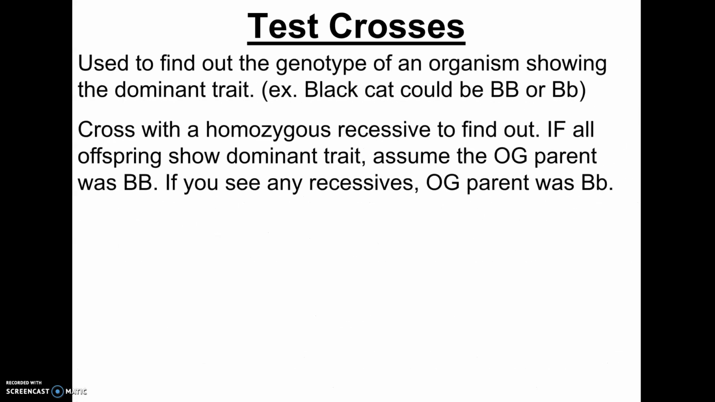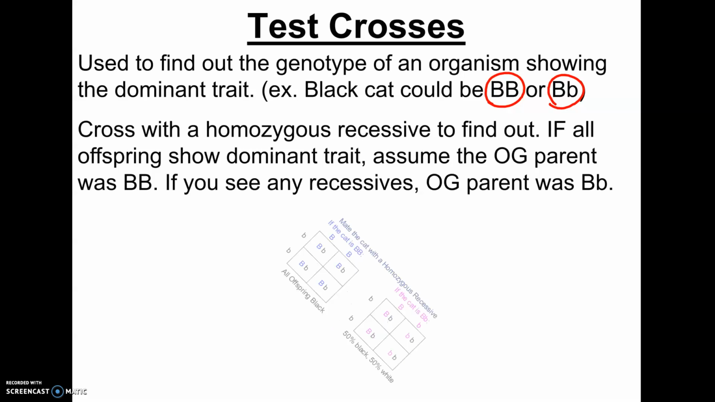All right, so picking up from yesterday, there's something called a test cross, and you really just need to know what it is and why we would do one. The idea of a test cross is that you find an organism that shows the dominant trait. Let's pretend cats could be black or white and black is dominant. A black cat could be big B, big B, or big B, little b. We wouldn't know by looking at it, because that's the whole idea of dominant: even if you have just one copy of the gene, you'll show the trait. So what you do in a test cross is cross it with a homozygous recessive.